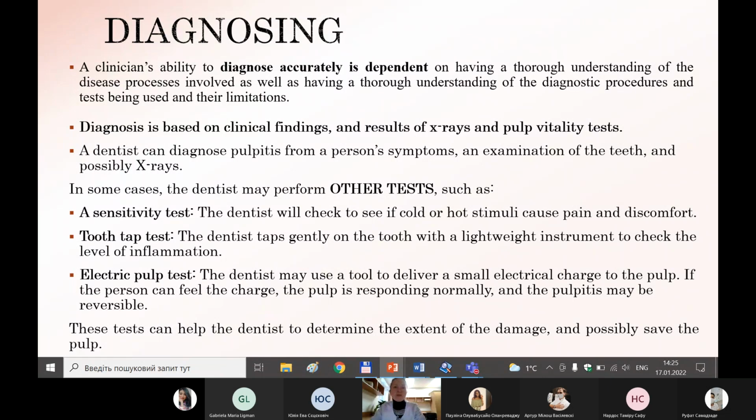So clinician's ability to diagnose accurately is dependent on having a thorough understanding of the disease process involved, as well as having a thorough understanding of the diagnostic procedures and tests being used and their limitations. So it is important to understand and keep in mind. So diagnosis of pulpitis is based on clinical findings, results of pulp vitality tests, and possibly X-ray.